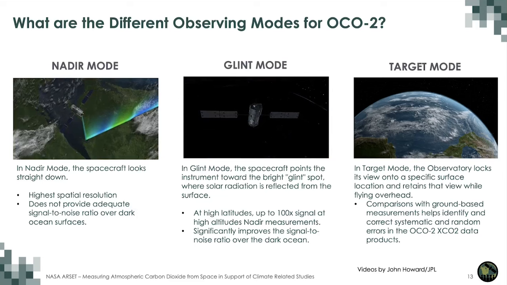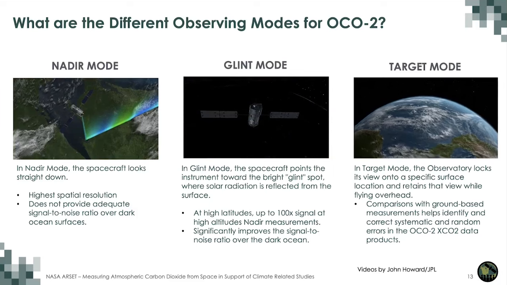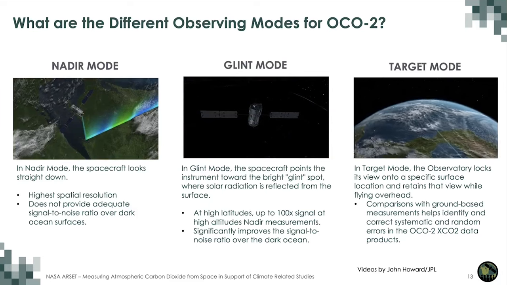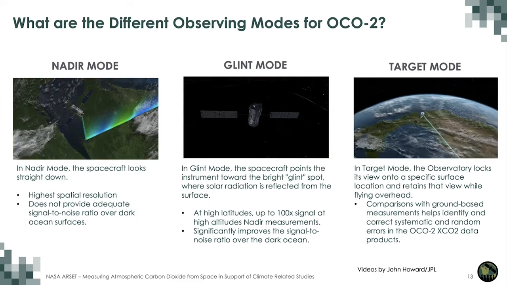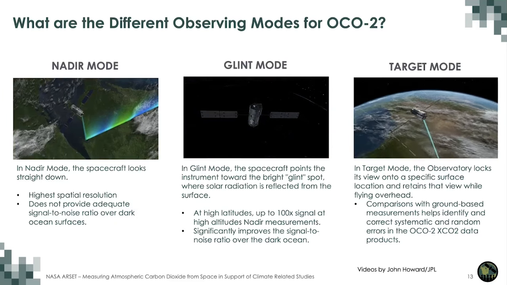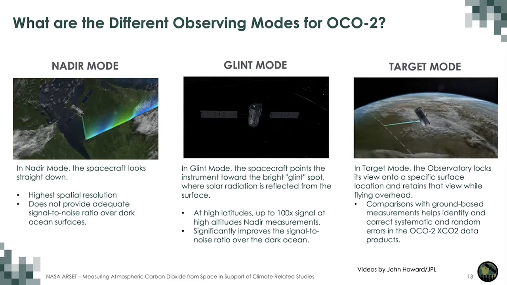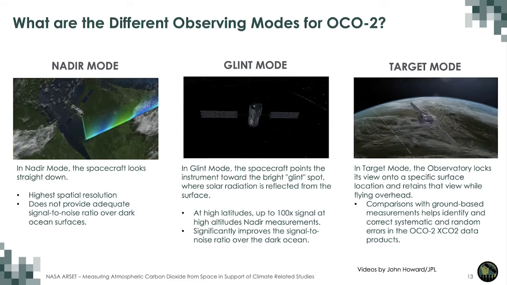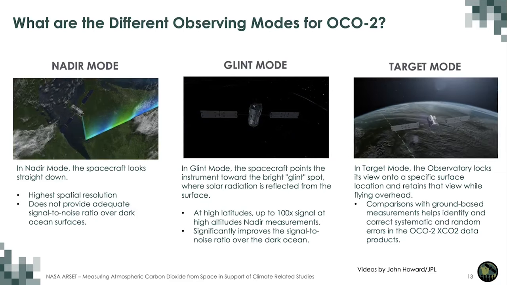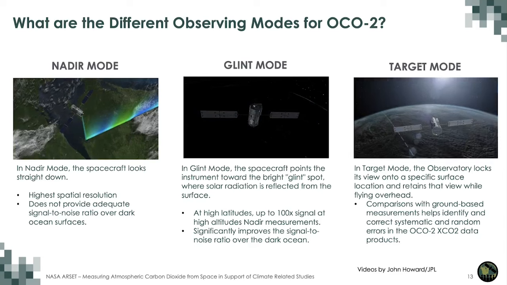The third mode to talk about is this target mode. In target mode, the observatory locks onto a specific surface location and stares at that as we fly overhead. So that target mode is useful for targeting validation sites so that we can get good location with ground-based measurements. And we can use those to help identify and correct systematic and random errors in the product. So that's OCO2.